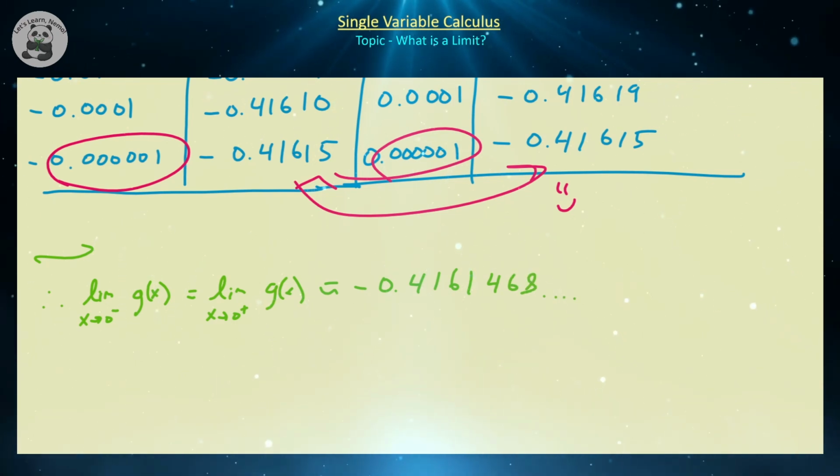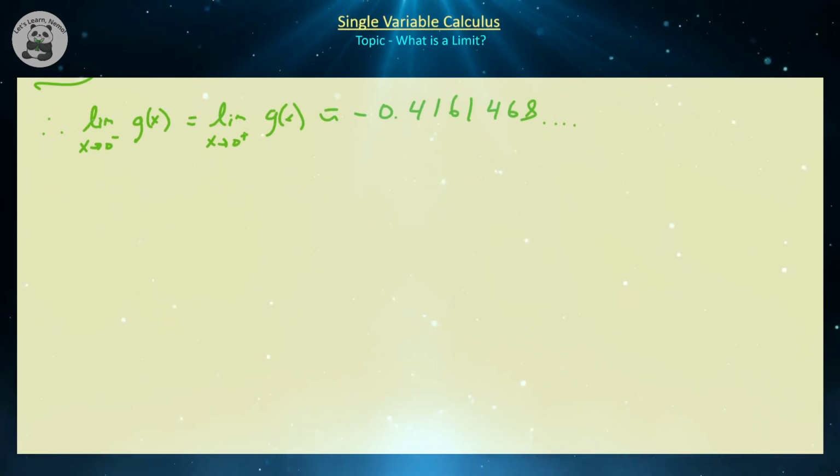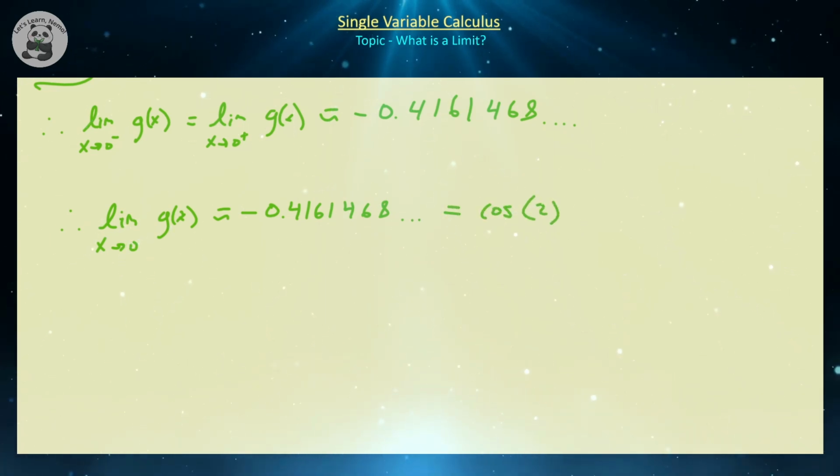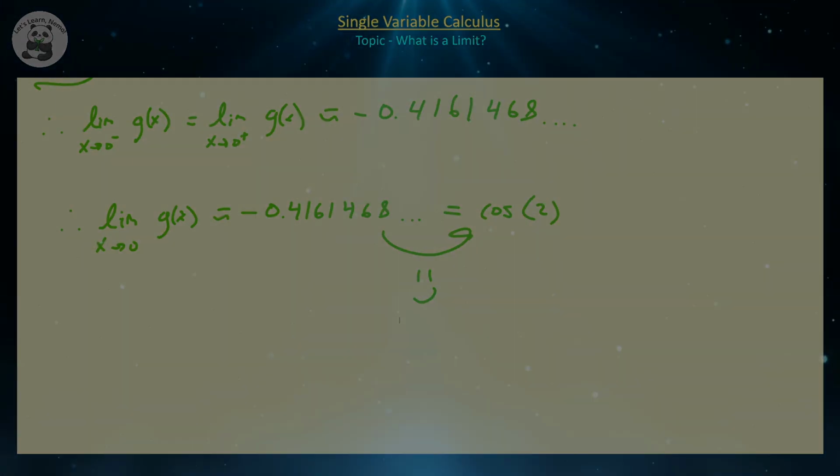So since the left and the right are the only directions for which you can approach 0 on the real line, then we can say that the limit as x approaches 0 from all possible directions will also be approximately equal to -0.41611468, which one can find with some more advanced techniques is actually just equal to the cosine of 2, which may not be obvious to see why that is the case, but eventually you'll find out.